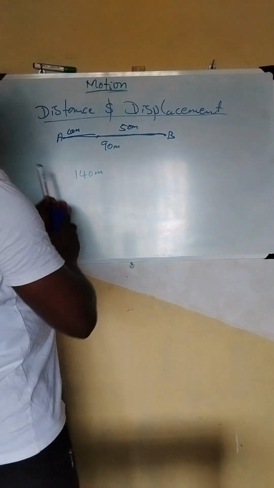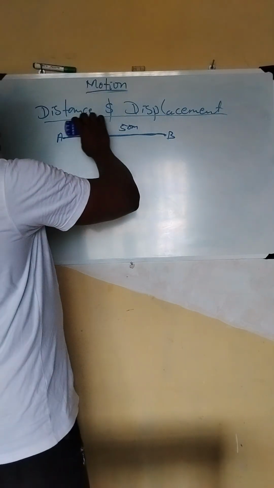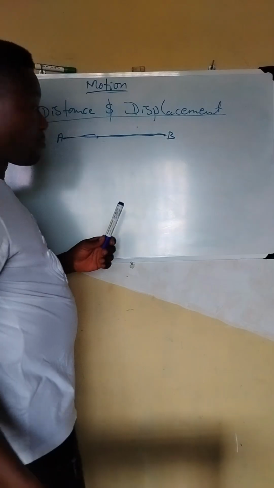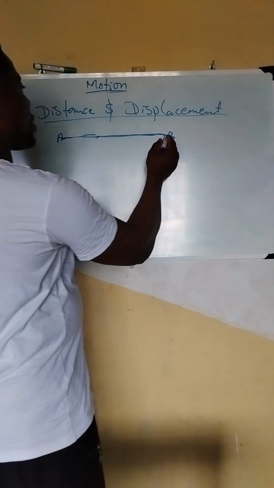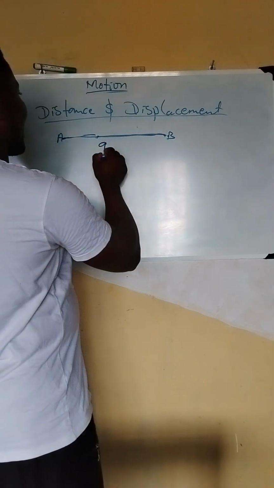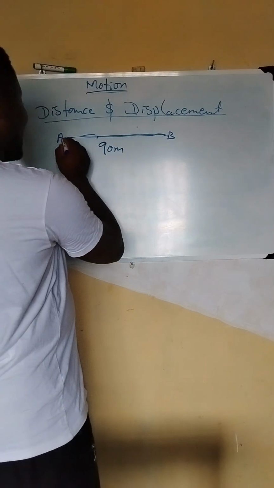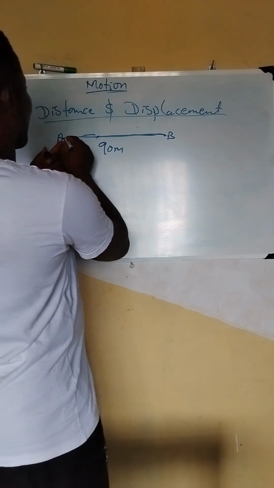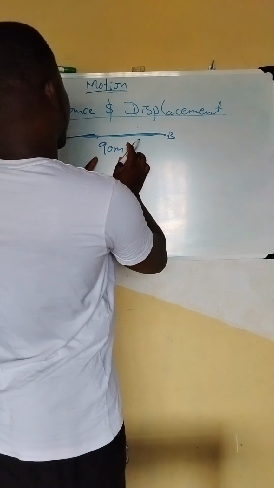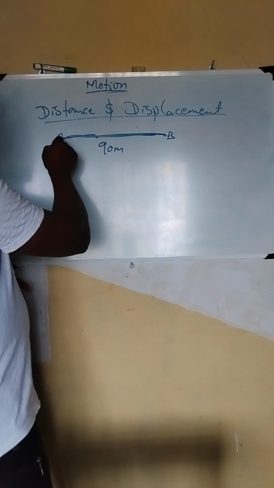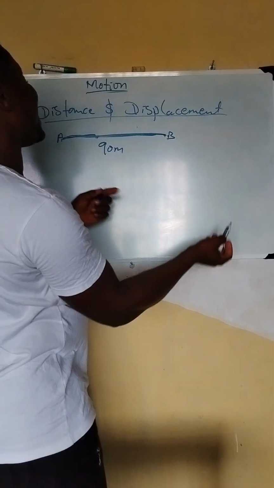For instance, let's still look at this diagram on the board. We said that an object moves from point A to point B. This is a distance of 90 meters. Let's assume that it's a man. The man moves from here to this point and the distance is 90 meters, and the man returns to the same point A, and has covered another 90 meters.